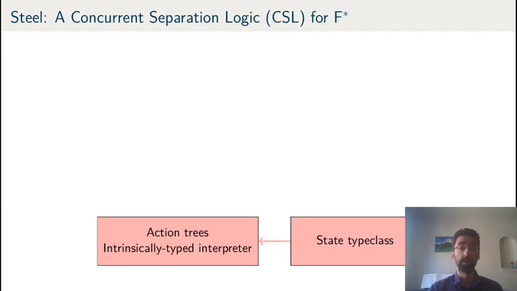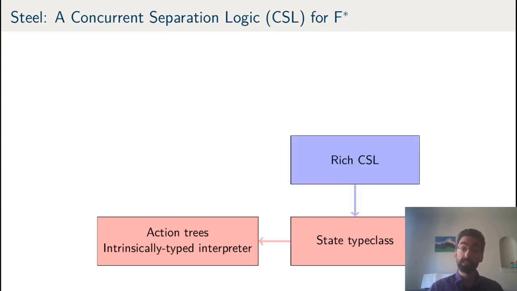And these action trees are parameterized by a state type class, which abstracts memory as well as the structure of a separation logic. And for these action trees, we provide an intrinsically typed definitional interpreter. And one of the interesting things about having it intrinsically typed here is that this allows us to reason about it to prove the soundness of our semantics without having to rely on explicit execution traces.